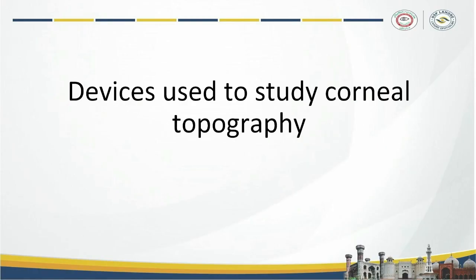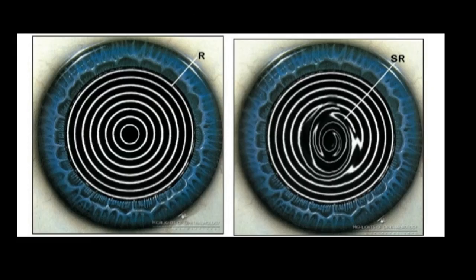So some of the devices used to study the corneal topography are, this is the Placido disc. So if we go in the past, the evolution, the Placido discs were used, inside which these Meyer rings are visible, and this is the example of Placido disc. You see on the right side, these are the regular Meyer rings, okay, and on the left side, you can see that there is surface irregularity.